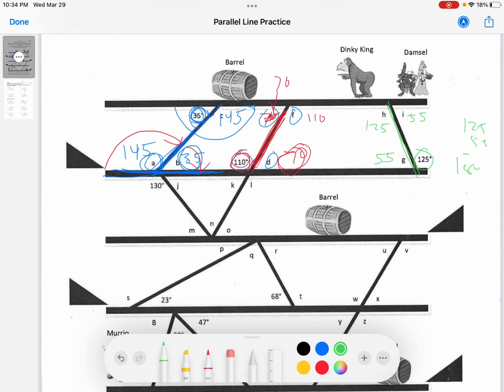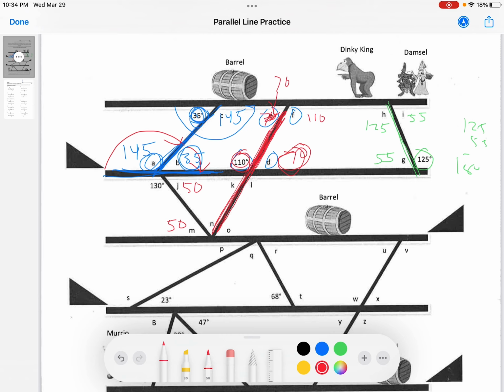Okay, and so just kind of the same thing. Let's just do a little bit more. This is 130. That means this has to be 50. If this is 50, this has to be 50. And now this right here, this is one big line. Let me extend this red line all the way down here.